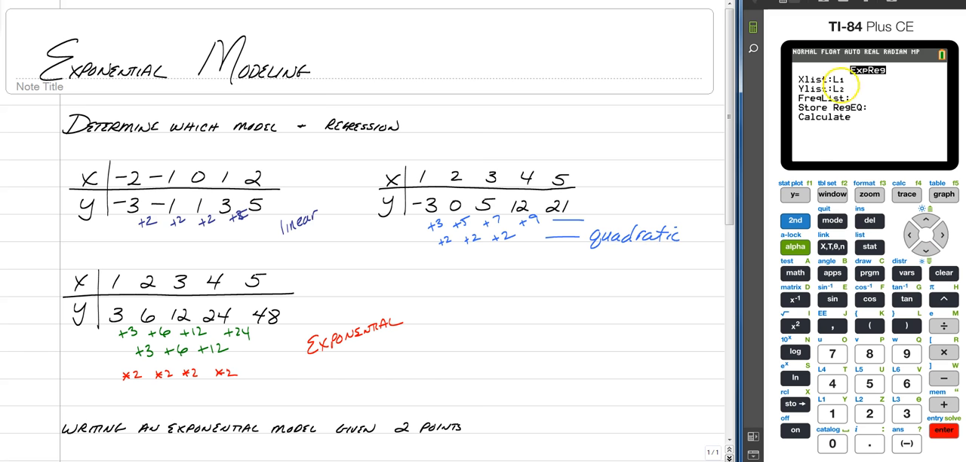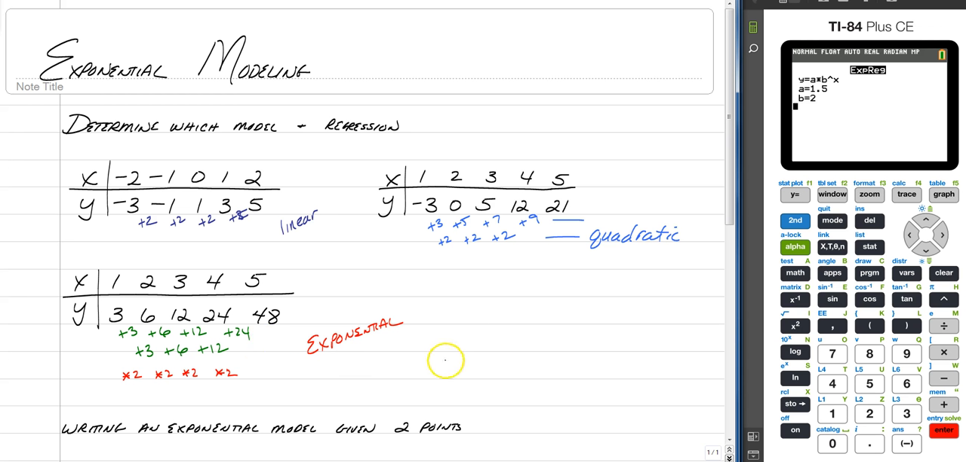So we have an exponential regression. And of course, it's going to ask you for L1 and L2. If you always use L1 and L2, you won't have to change anything with that. We don't need to store it anywhere because we just need the equation. So we go down to Calculate, and we click Enter, and it gives us the equation. So our A value is 1.5, our B value is 2, and it's in the form A times B raised to the x power.